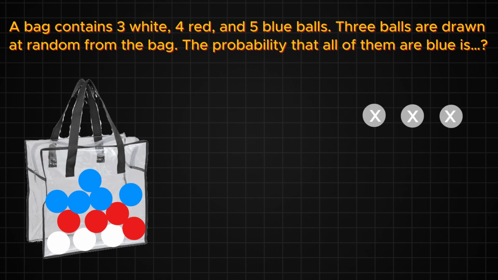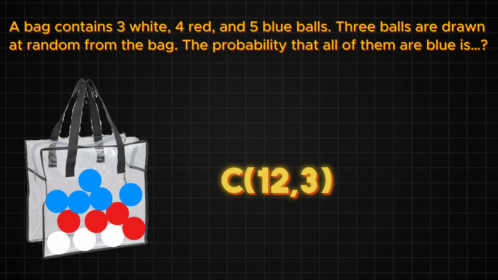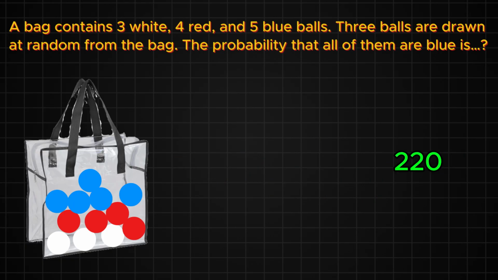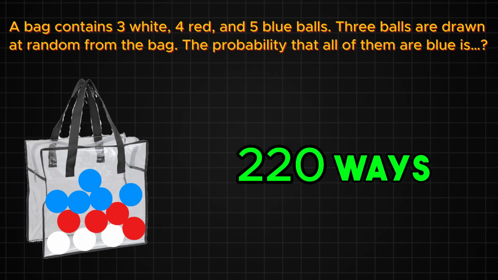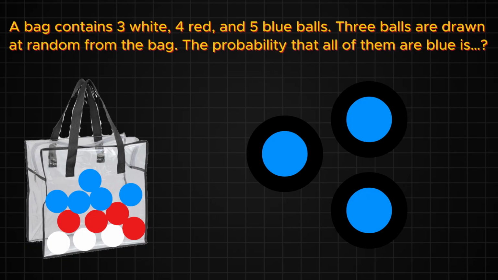Now let's calculate the total possible outcomes when drawing 3 balls from these 12. We use combinations here, folks. So, it's C(12, 3). C(12, 3) equals 12 factorial over 3 factorial times (12 minus 3) factorial, which equals 220. That gives us 220 possible ways to draw any 3 balls out of this bag. But we're only interested in drawing all blue balls, right?